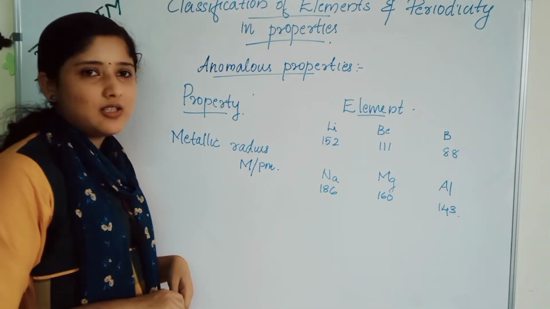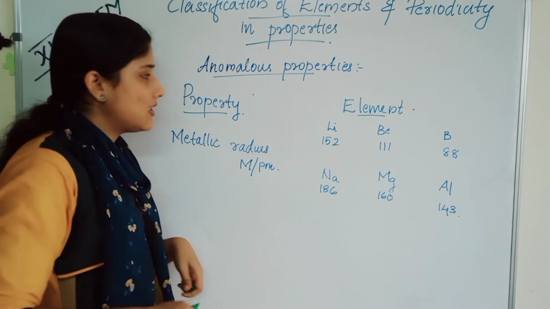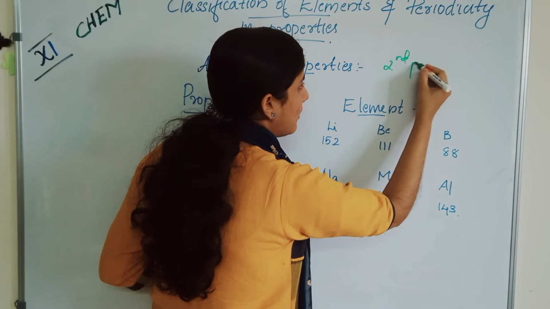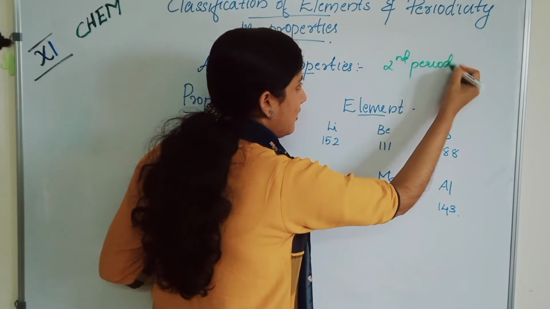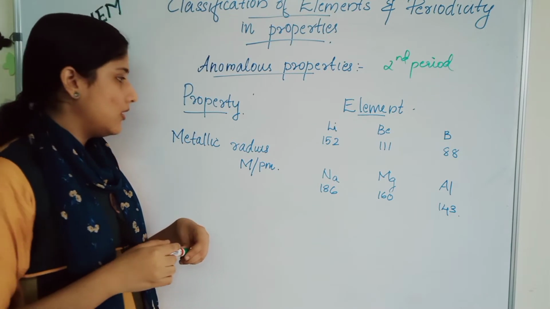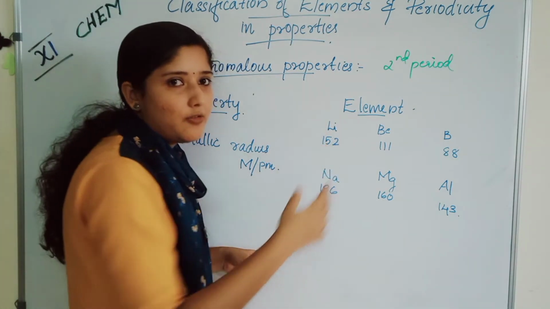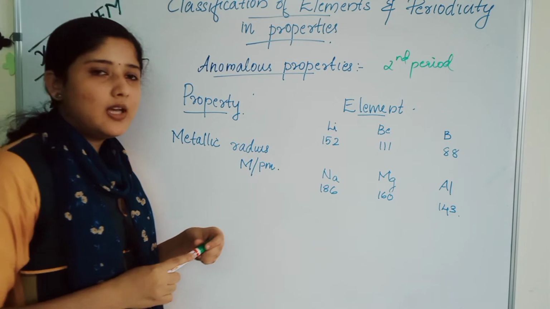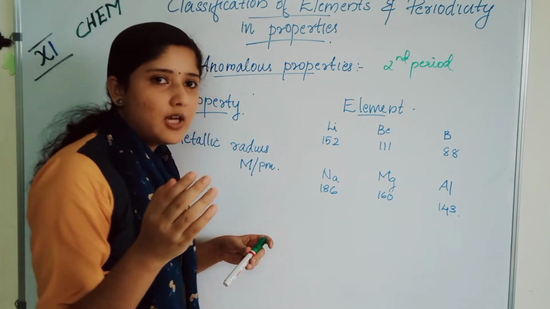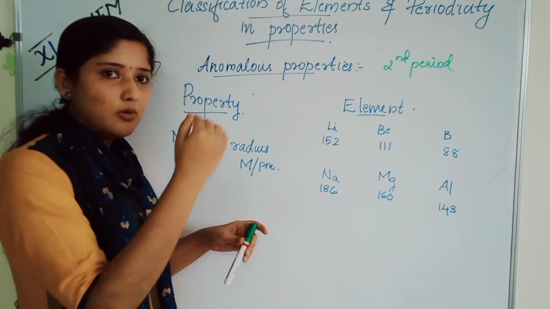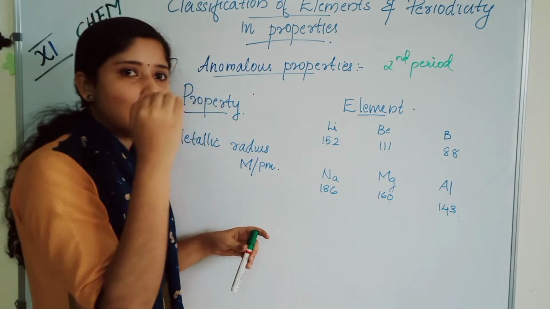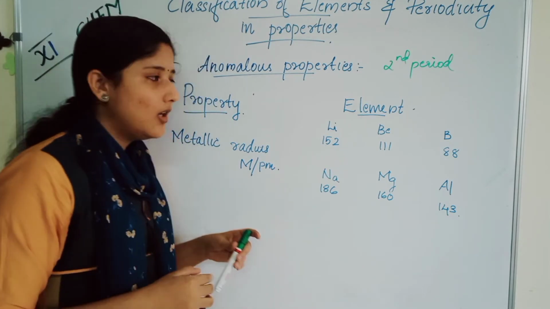Anomalous properties. These are some exceptions of the period. The second period shows anomalous properties. The first elements in the period, lithium, beryllium, and from boron to fluorine, show some exceptional properties. That is, they differ in properties from the other elements down the group. The first elements differ from the other elements in the group.